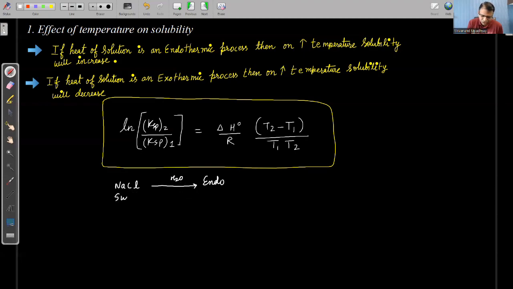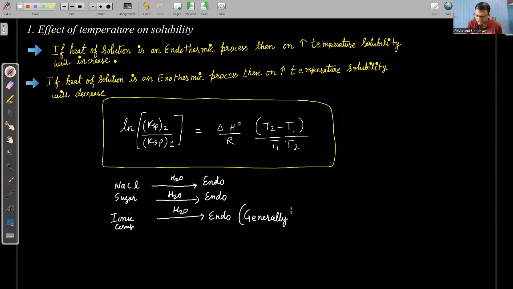Similarly, for sugar, when we dissolve sugar in water, it is an endothermic process. So on increasing temperature, solubility will increase. In general, in ionic equilibrium, when ionic compounds or ionic salts are dissolved in water, generally it is endothermic. It's not always, but in general it is an endothermic process.